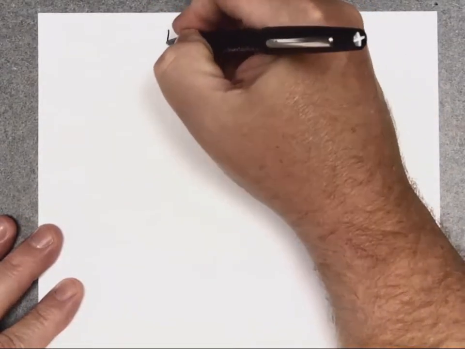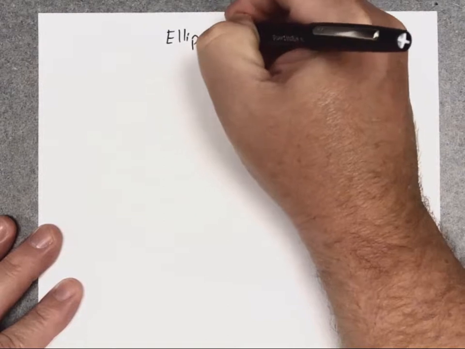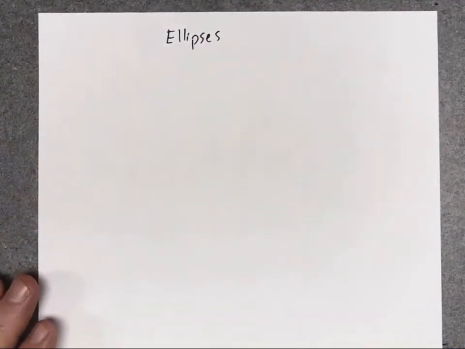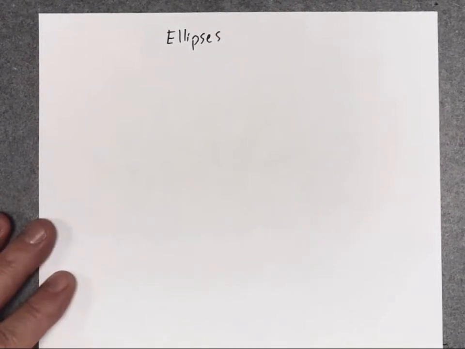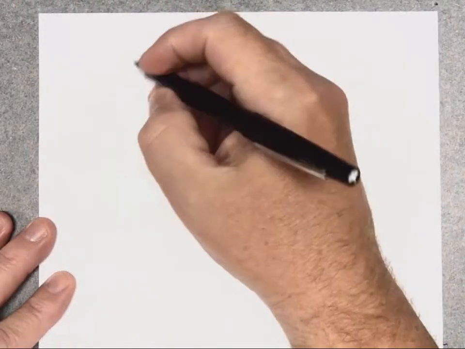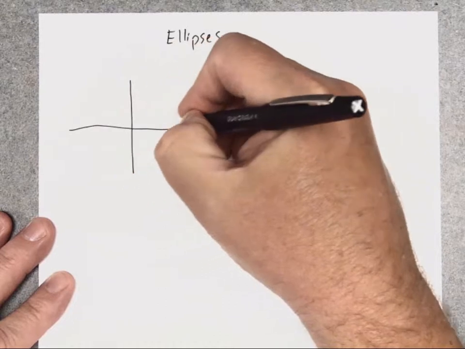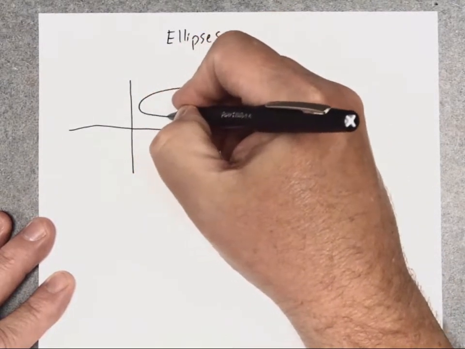Okay, we're going to be looking at ellipses. There are going to be two kinds of ellipses we're going to look at. When you graph an ellipse, it looks sort of like an oval. So the first kind of ellipse, let me just give an example. Maybe it'll look like this.